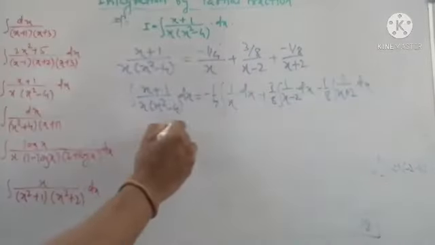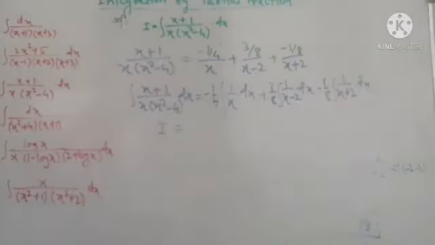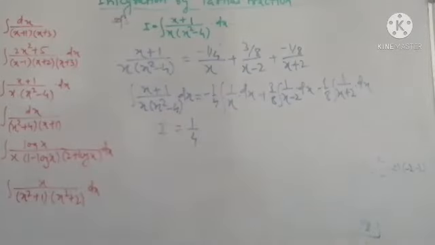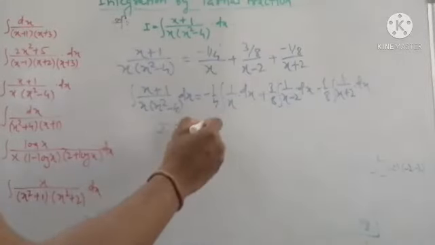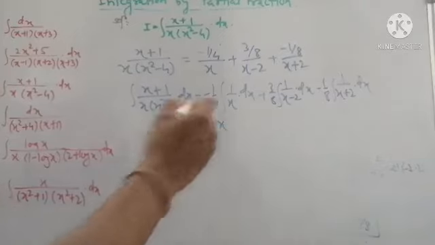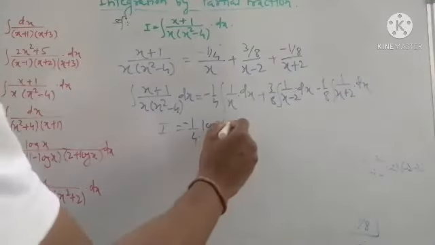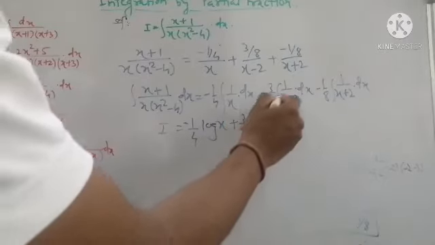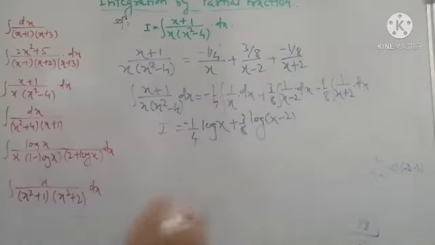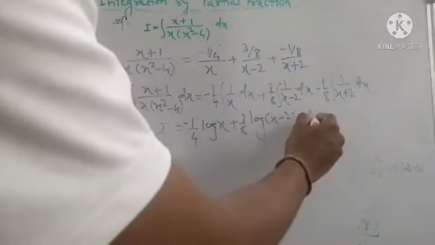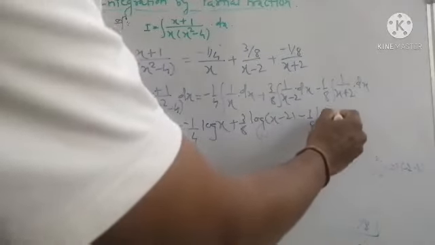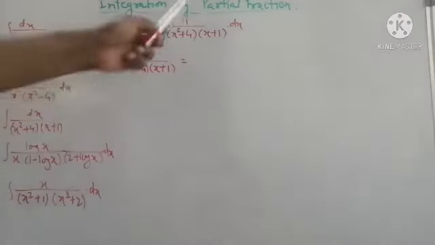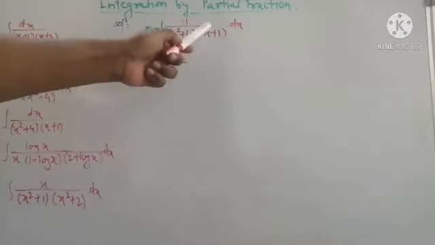Now on the left-hand side we put I, and on the right-hand side, the first term is minus 1 by 4 times the integral of 1 upon x, which gives log of x, plus 3 by 8. Now this is a linear term in the denominator, so the second integration will be log of x minus 2, as the coefficient is 1, and the last is 1 by 8 log of x plus 2, and remember to put c. Now I is equal to the integration of 1 upon x square plus 4 into x plus 1 dx.